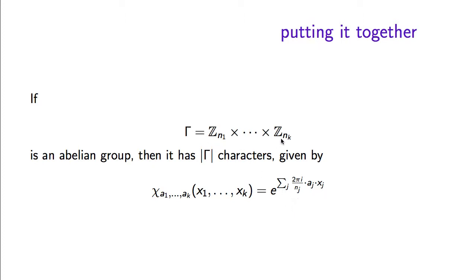Now you can do the same for each of the groups, and then you can apply the product construction, and that will tell us that for every choice of a1 in the group Zn1 up to ak in the group Znk, we can define a function that on input x1 through xk will give this output. And this function will be a character for the group gamma. Now the number of choices for this function is n1 times n2 times nk, which is the cardinality of gamma. So that gives us all the possible characters of the group gamma.